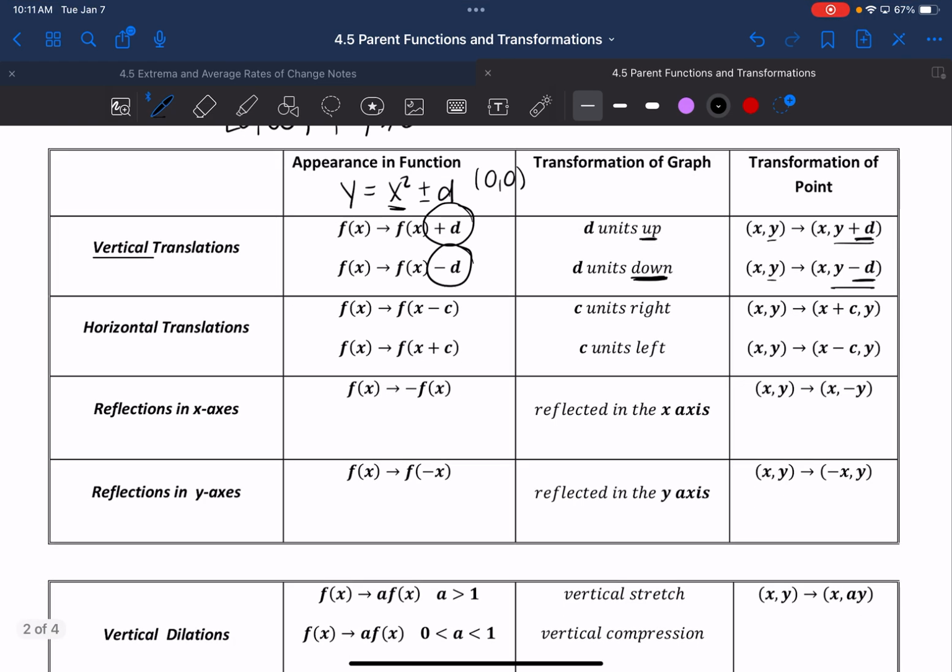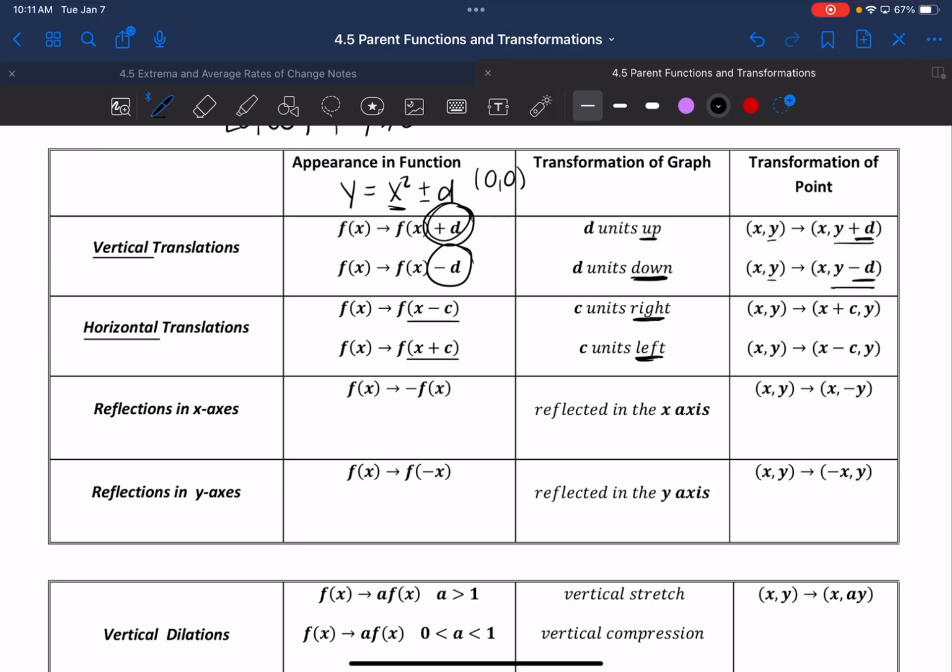Then we have our horizontal translations. So horizontal, as we know, is moving things left and right. So moving things left and right, this is found inside of a parenthesis. Right?